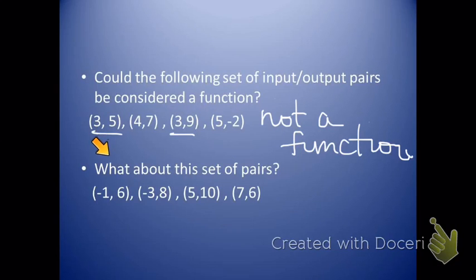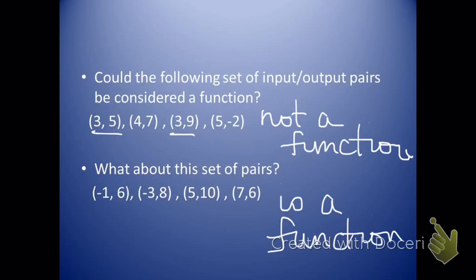Whereas the one below, this set of pairs, if I check the inputs, -1, -3, 5, and 7, all the inputs are different, so these will have to be unique outputs. So this one is a function because of that.